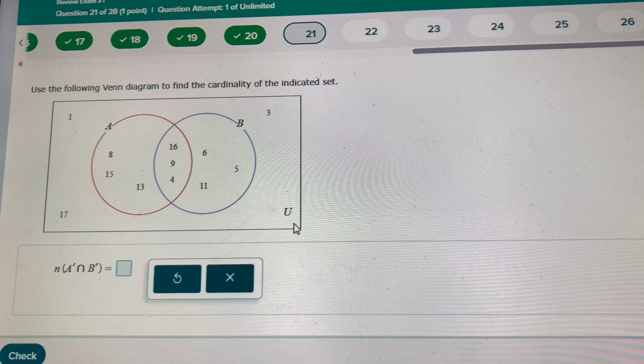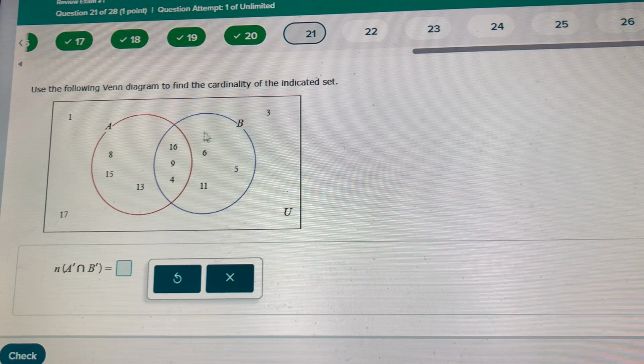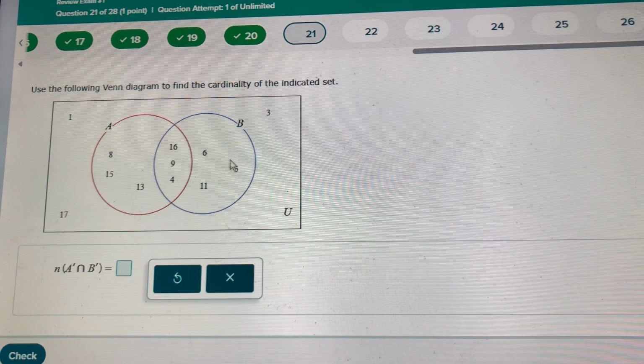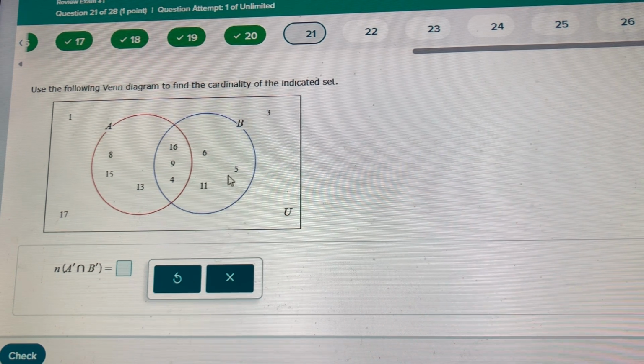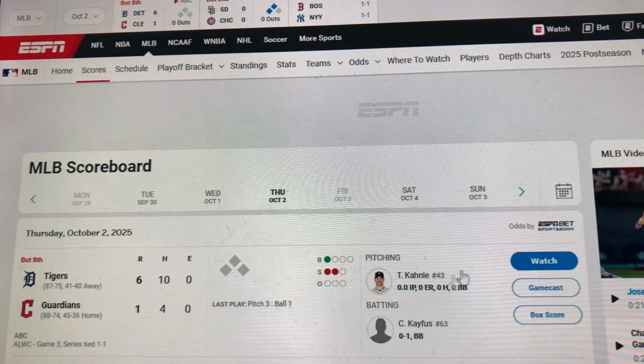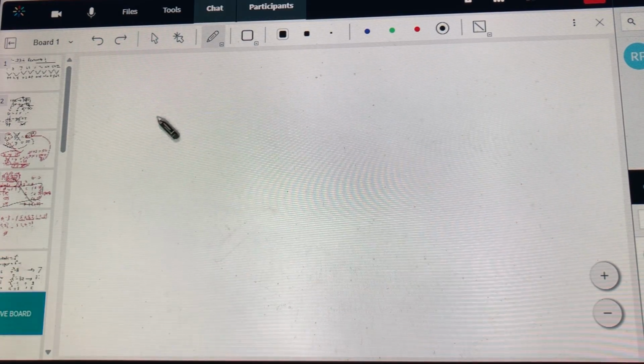Now this U doesn't count. That's just saying that's the universal set. The B and the A don't count either. So there's 1, 2, 3, 4, 5, 6 things that are literally not in circle A. And maybe I should write them down. In order: 1, 3, 5, 6. Oops, I keep coming here to the baseball scores. 1, 3, 5, 6.